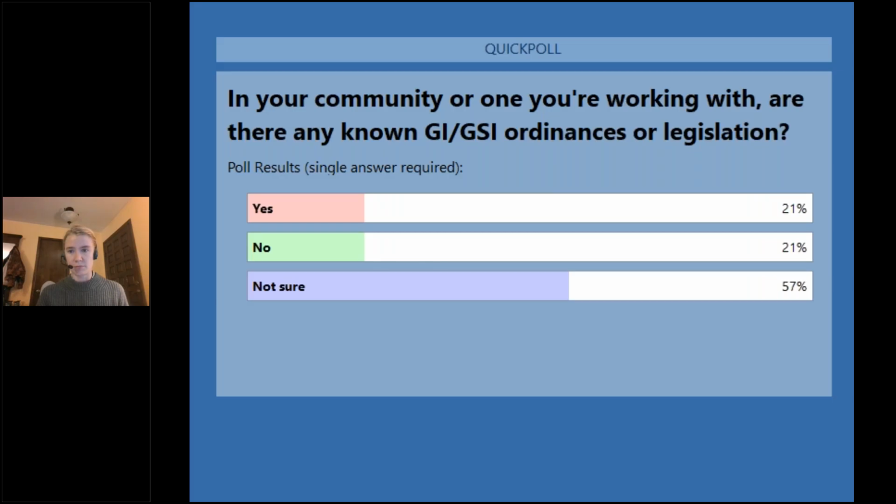All right, so the majority of people, almost 60%, are not sure. And then it's a tie between yes and no. 21% of people are saying yes, that they know of ordinances or legislation happening in their community, and another 21% do not know of any ordinances or legislation happening in their community or one that they are working with.